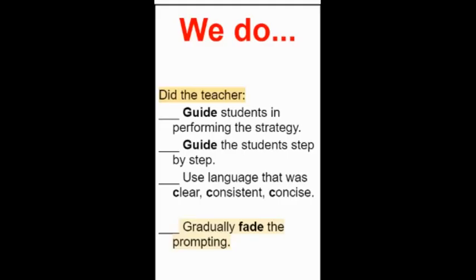Then we get into the we do. And you're going to then observe the cutting of the onion with the we do. Did the teacher guide the student in performing the strategy with them? So you're guiding, you're not doing it for them, they're doing it too. You're using that clear, consistent language again. You're going to be prompting them, but eventually you're just going to be asking them. So it's about fading the telling and doing more of the asking. Again, it's the guide, and you're observing and showing.